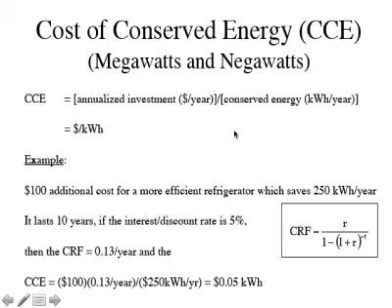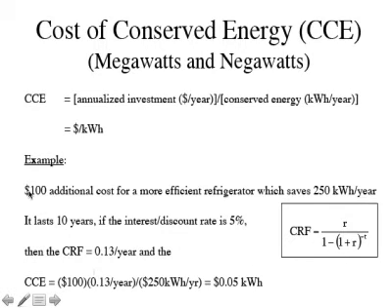We remember these calculations from the financial chapter we just finished. The cost of conserved energy is just like the cost of energy of production. You take the total cost of producing it and divide it by the amount of energy. But here, rather than dividing it by the amount of energy you produce, you divide it by the amount of energy you didn't have to consume. A penny saved is a penny earned, or in this case, a kilowatt hour conserved is a kilowatt hour generated. And again, we make use of our capital recovery factor, and that's how we calculate the investment.